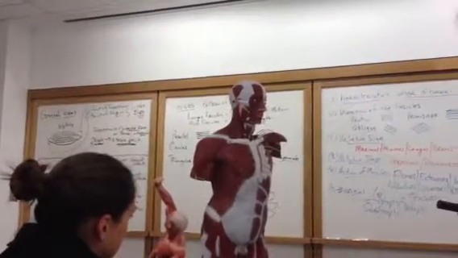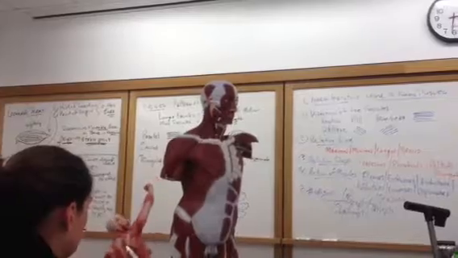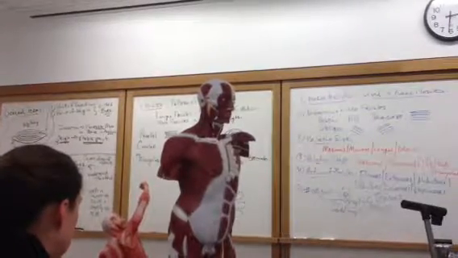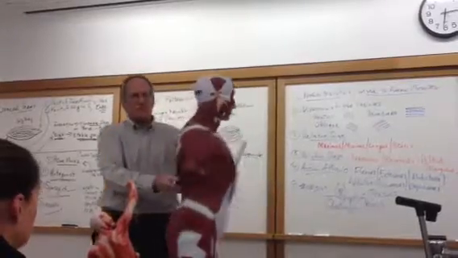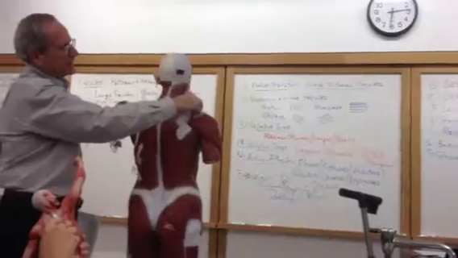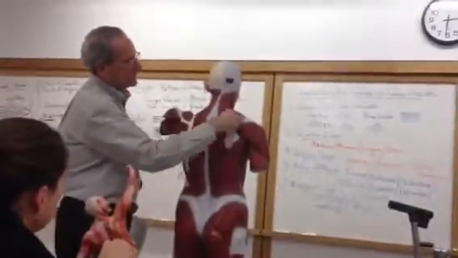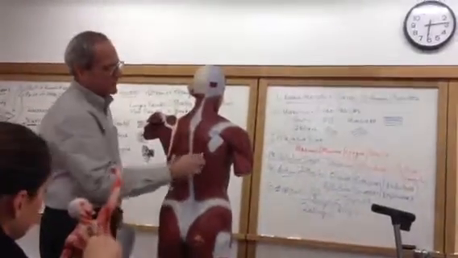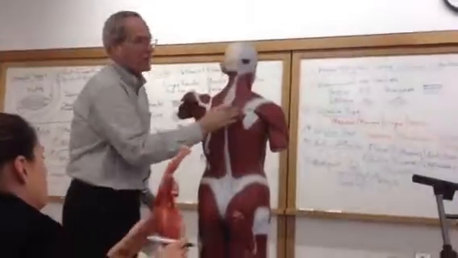The next one is in the back. That's the trapezius. The trapezius muscle is in the upper back, shaped in the form of a trapezoid. It's a very large muscle. It starts back here, comes out, goes down here, and covers this area right in here. That's the trapezius. I didn't know it goes down that far. In the shape of a trapezoid.